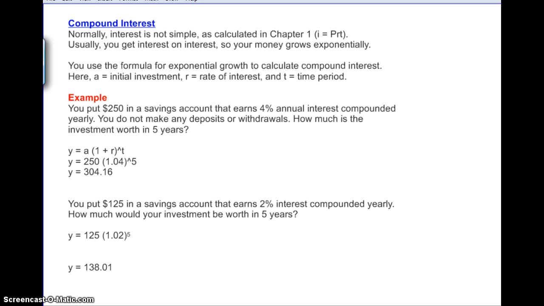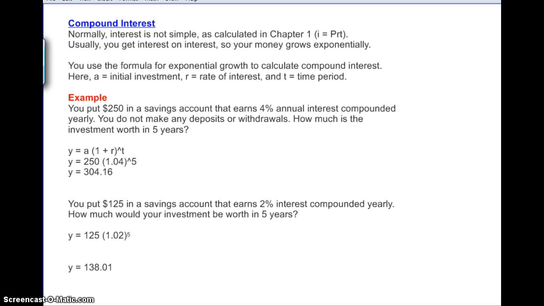In this case, we're going to use A as the initial investment, R is the rate of interest, and T is the time period. So in this example, if you put $250 in a savings account that earns 4% annual interest compounded yearly, you don't make any deposits or withdrawals, and we want to know how much your investment is worth in 5 years.